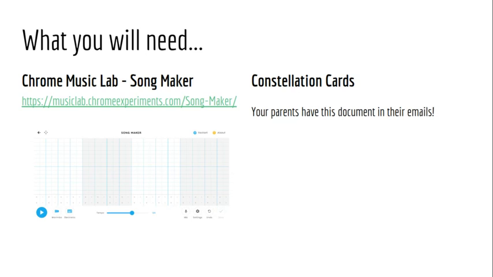So you're going to need two things today. You need your tablet or your computer to open up Chrome Music Lab, which we'll do together in a minute. And you need these constellation cards. Your parents have the constellation cards in their email, so they can help you get those.